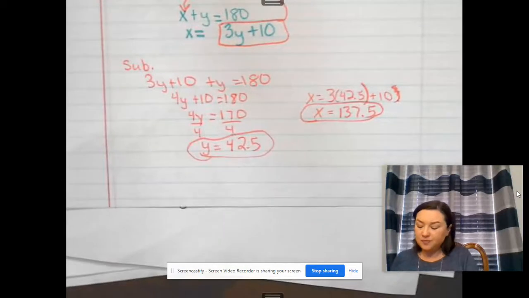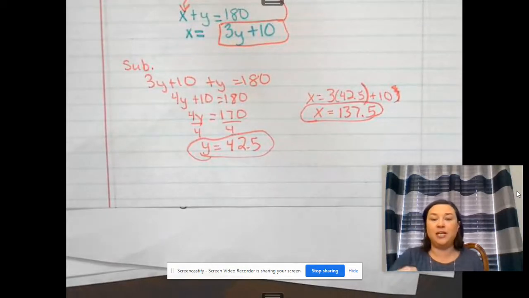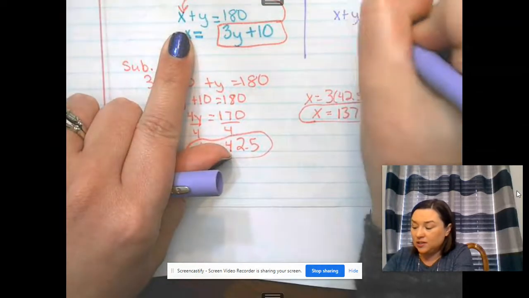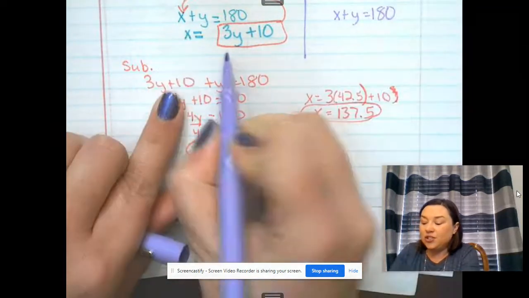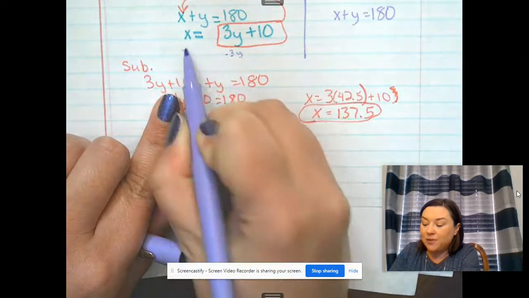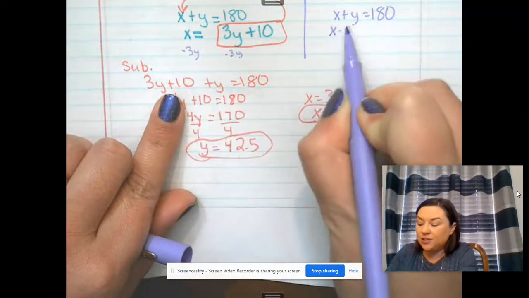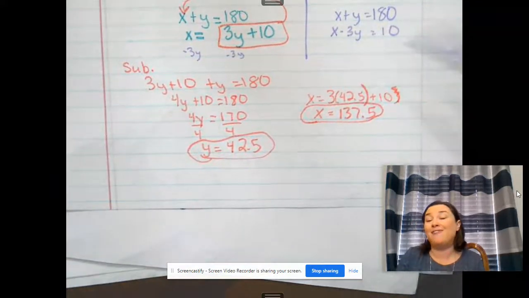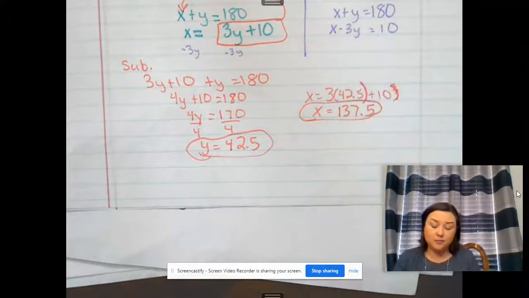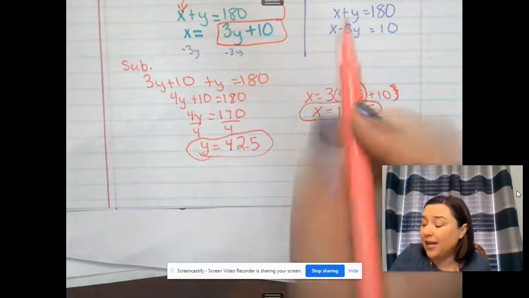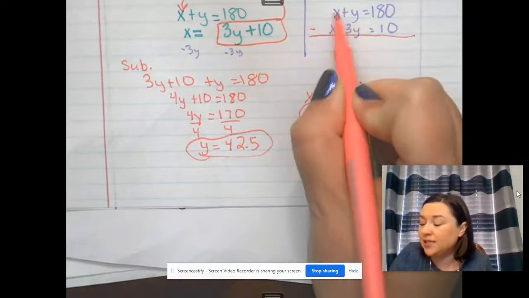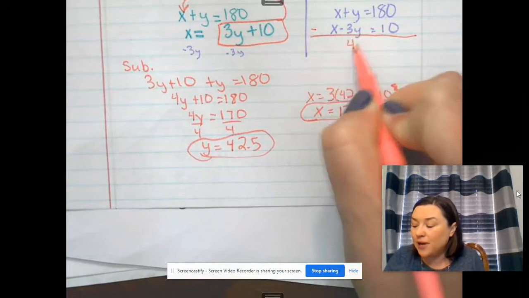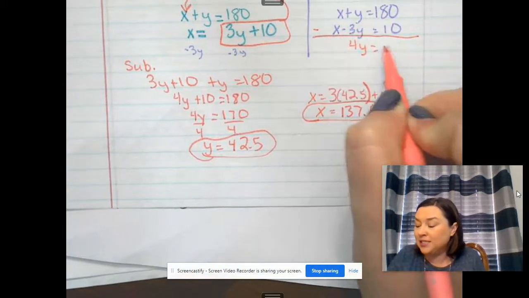But I do want to show you, what if I had wanted to use elimination for this? If I had wanted to use elimination, I would have taken this first equation and left it like it was. This second equation, I would have subtracted 3y from both sides to get x minus 3y equals 10. Now they're in columns. I have a matching coefficient with the x. So I would subtract these two to eliminate. So x minus x goes away, and 1 minus negative 3 is 4y, and 180 minus 10 is 170.